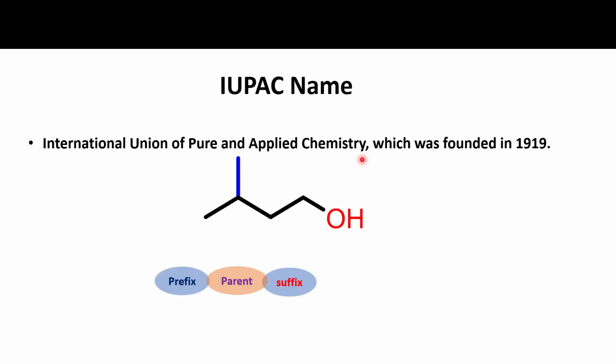To get an IUPAC name, we have to remember three things. One is the prefix and the parent molecule, and another is the suffix, which is mainly the functional group of the molecule. If you consider this molecule, the suffix will be this alcohol group and the prefix will be this methyl group. And we have to find out the parent molecule.